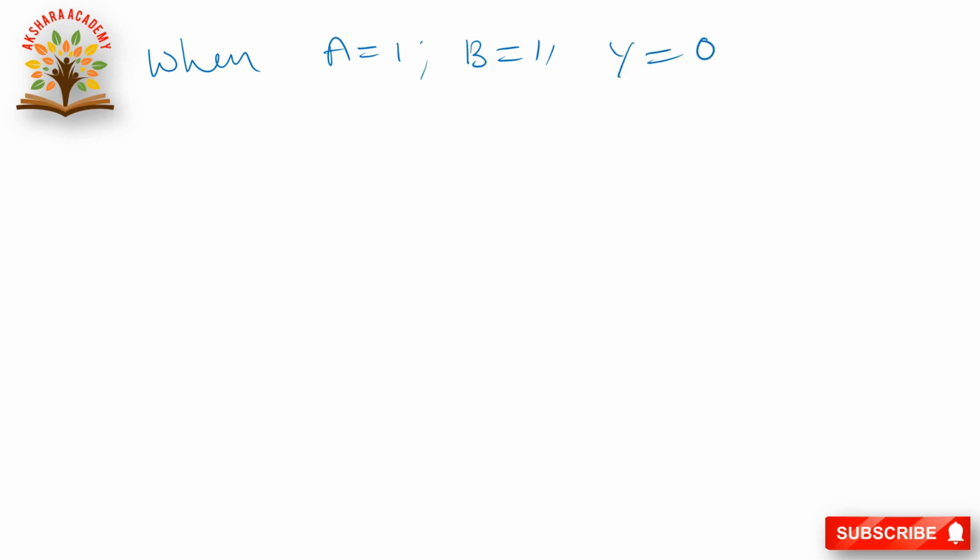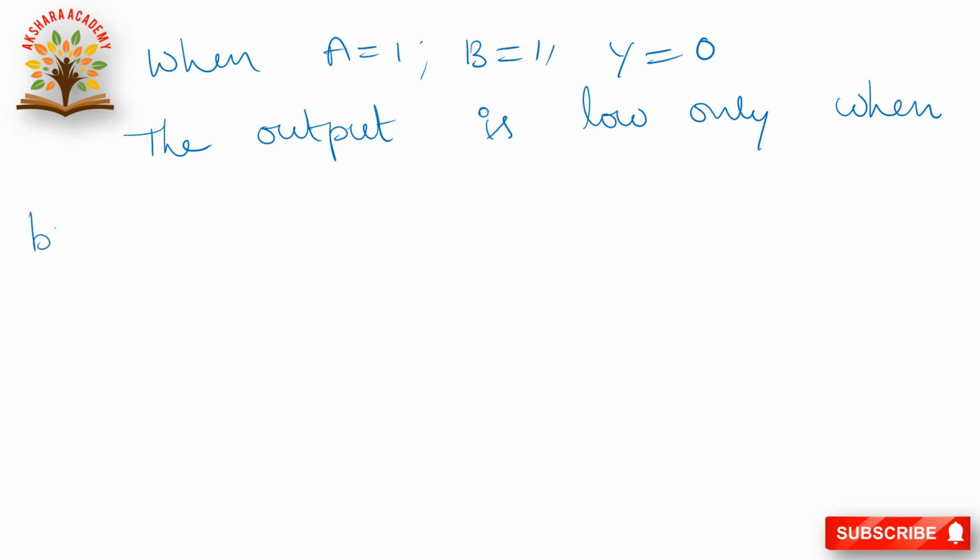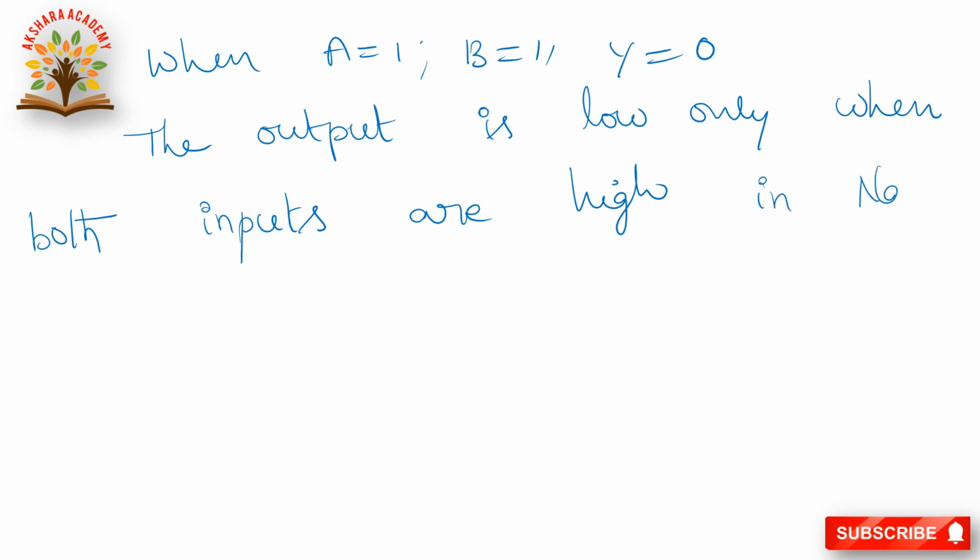The output is low only when both inputs are high in a NAND gate.